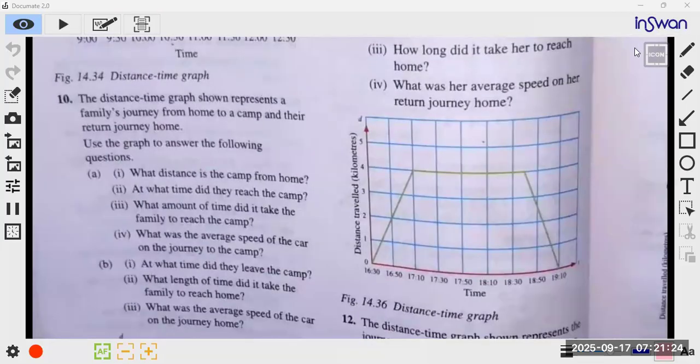All right. So now we're going to do the questions and the diagram. Reading now: the distance-time graph shown represents a family's journey from home to a camp and their return journey home. Use the graph to answer the following questions. Part A, what is the distance from the camp to home? Anybody?